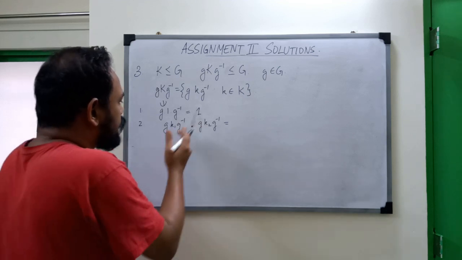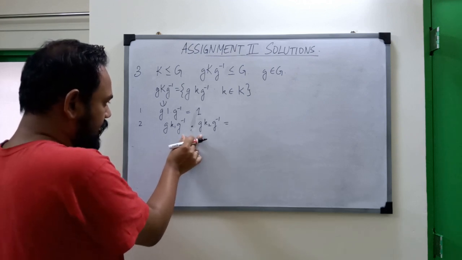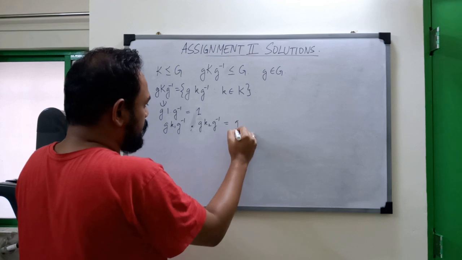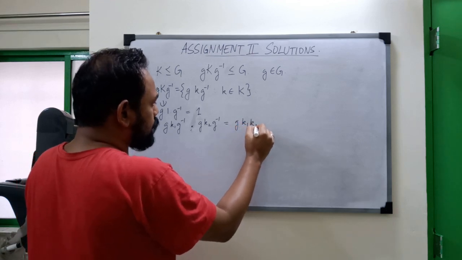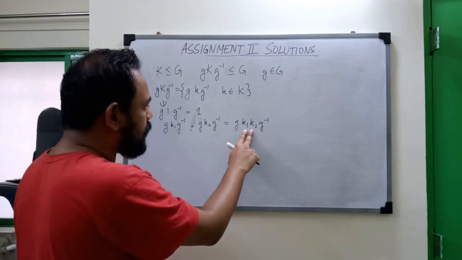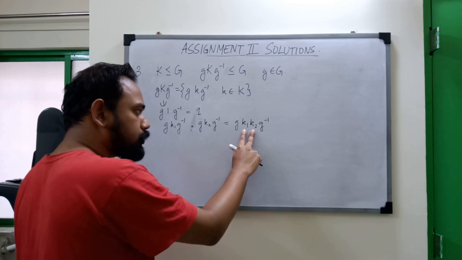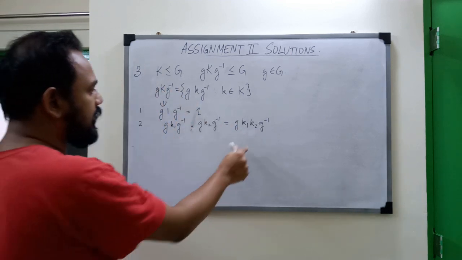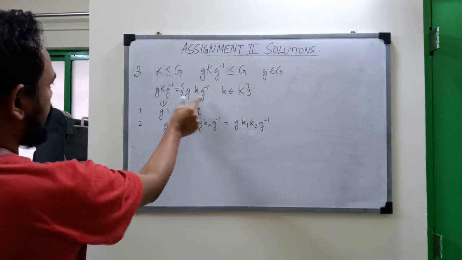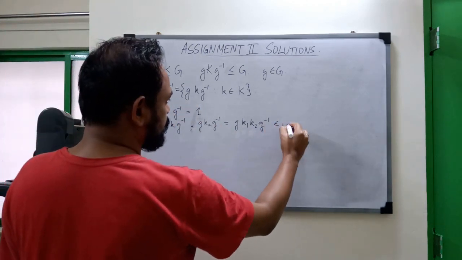and g inverse g will reduce to 1 in between, and 1 again will have no effect on the product. So this will become g k1 k2 g inverse, but k1 k2 is an element of K because both k1 and k2 are elements of capital K and K is a subgroup. So by the closure property, this must be an element of capital K, and so this has to be an element in the conjugate.